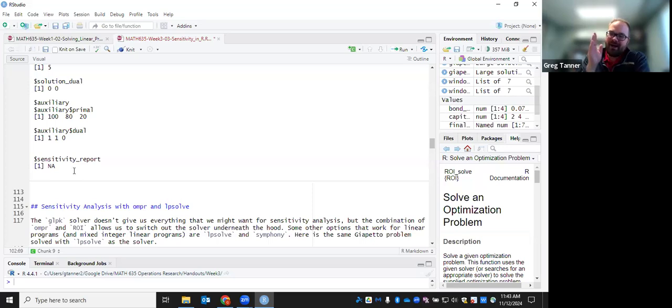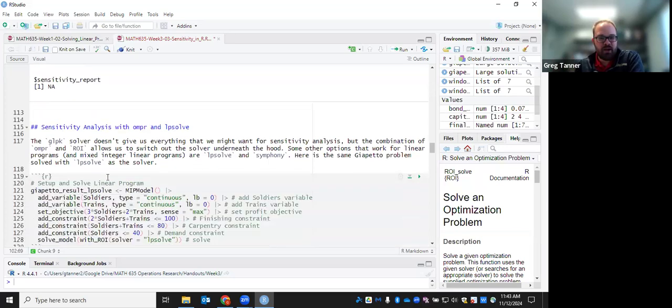I do know that ompr will pass things on to ROI. ROI can pass things on to glpk. I'm just not 100% confident what setting to try to change. And so if you can figure it out, let me know. Okay.